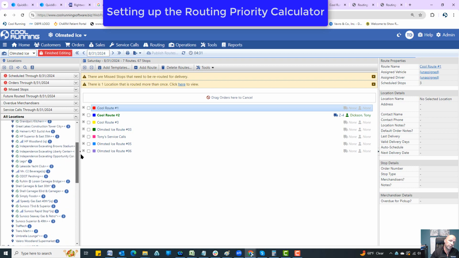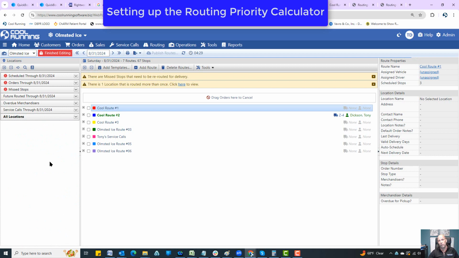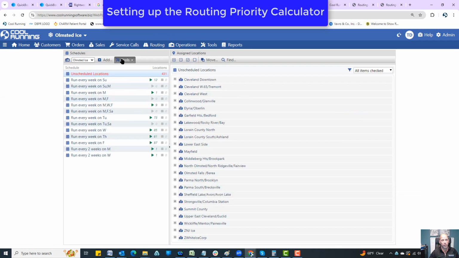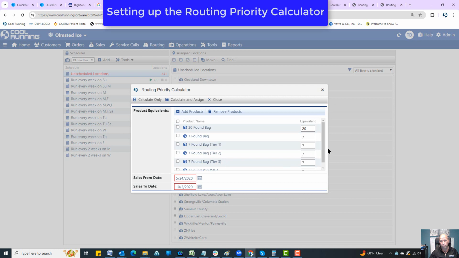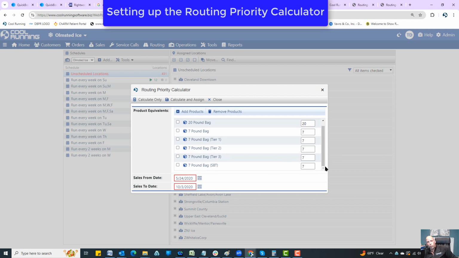Okay, so how does this get set up? The first thing a company has to do is go into the schedule manager. And inside the schedule manager we have tools for the routing priority calculator. So right here, these are the products that I want to look at to be able to see what the volume was. These are the products that I mostly sell, but I could go ahead and add more products.